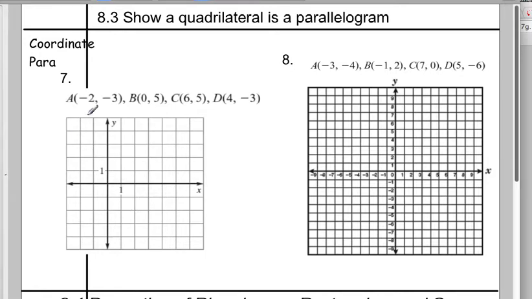So for this first one, plotting A at -2, -3, so back 2 and down 3. And that's where A is at. B is at 0, 5. C is at 6, 5. And D is at 4, -3.